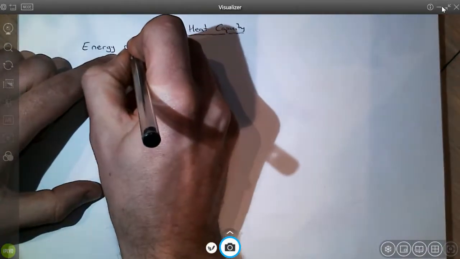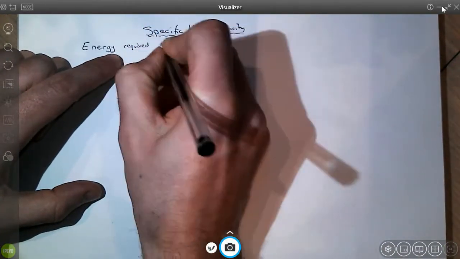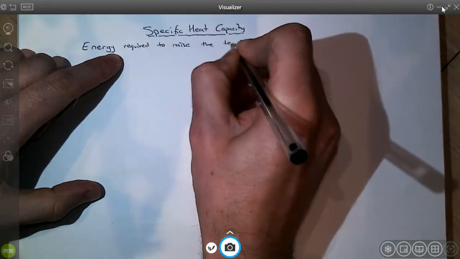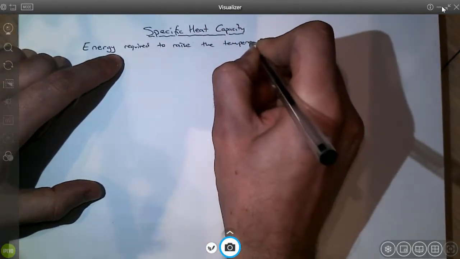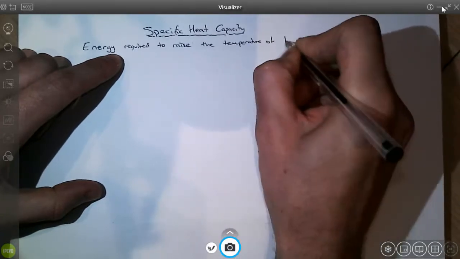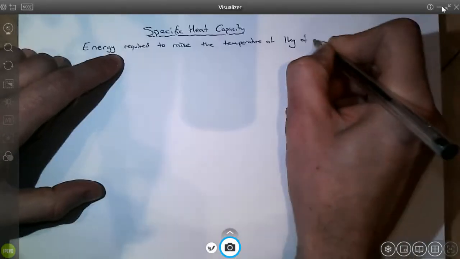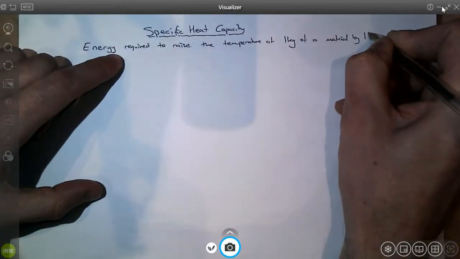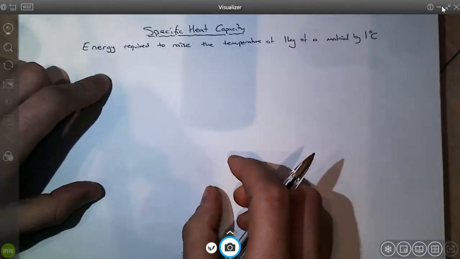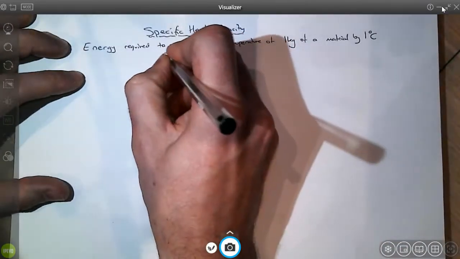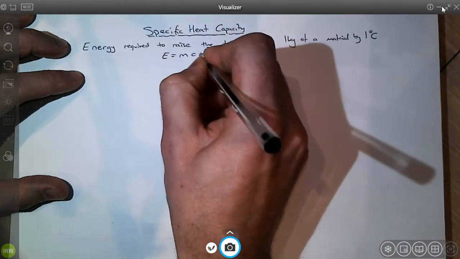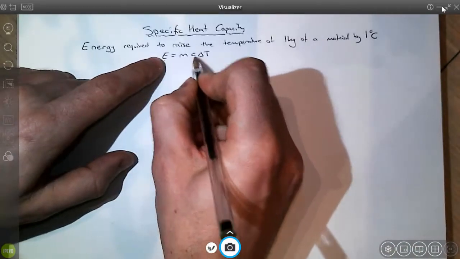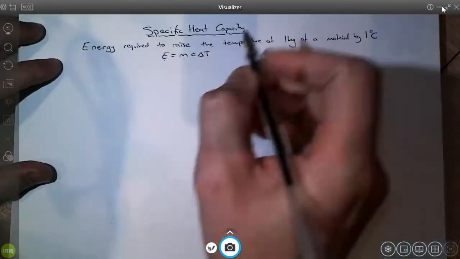It's the energy required to raise the temperature of 1 kilogram of a material by 1 degree Celsius. So in formula terms, E equals mc delta T: energy, mass, heat capacity, and temperature.